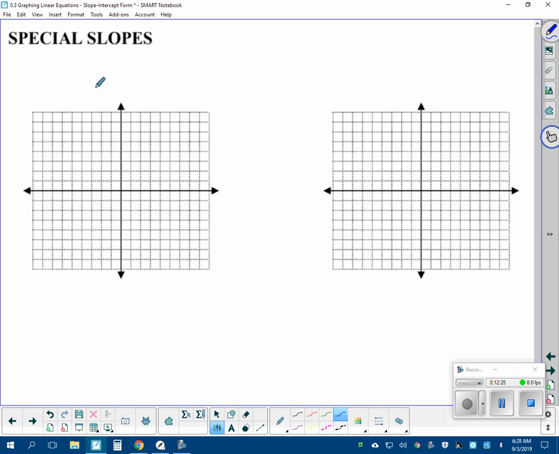All right, there's a couple special slopes we need to talk about, and the first one is when your slope is 0. Okay, so if you've got a slope of 0, your m is 0, and then you're just going to have some b. So look at what happens. Well, 0 times x is just 0. 0 plus b is just b. So your equation is just going to be y equals a number.